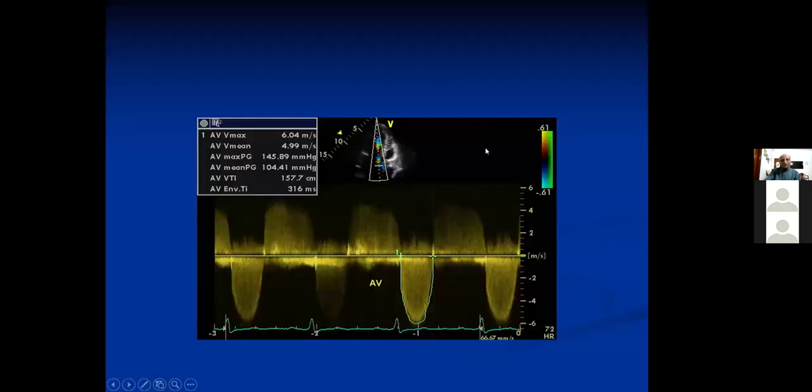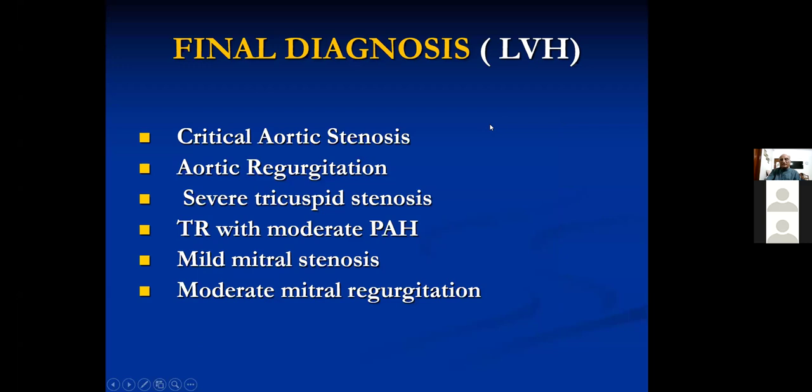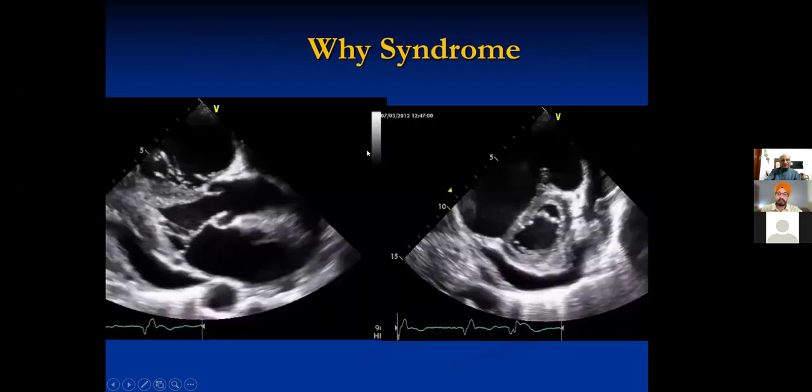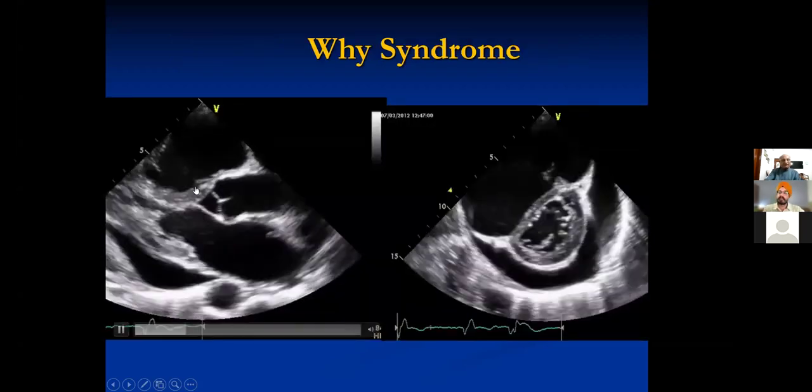So from one finding of increased IVS thickening, you could see that the patient had a critical aortic stenosis and multiple lesions were present in this case, which would have been missed if you had not followed the Y syndrome. Now, this is nothing to do with our case, just one last slide.